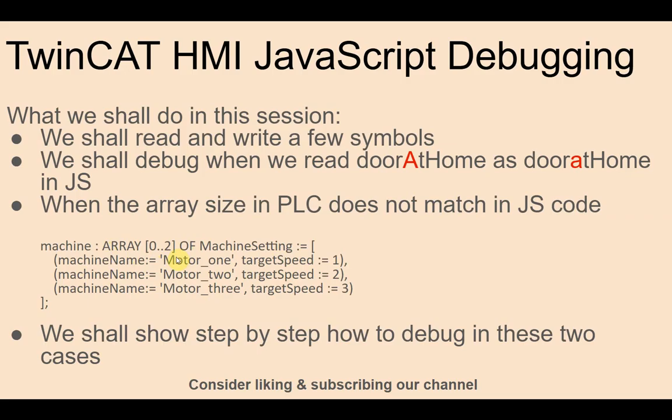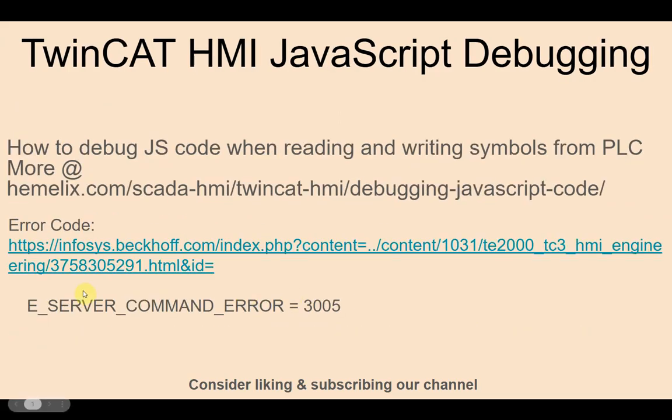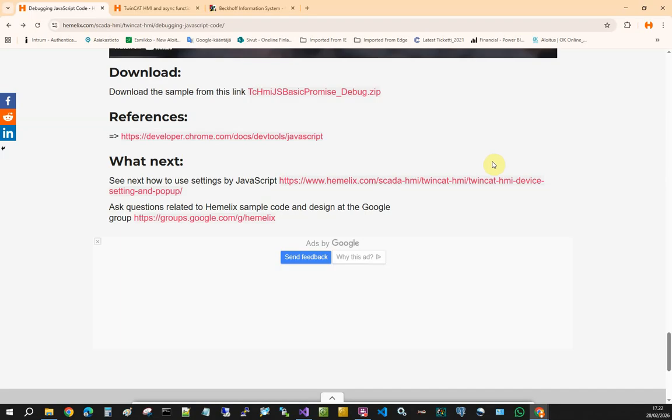In both cases we get error 3005. How we debug that code, that we are going to show. Before starting, let's talk about the sample that we are going to show. Here we can download the sample that we are going to use, and to understand this sample we need to understand a little bit about JavaScript code.